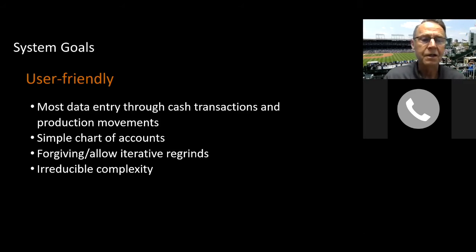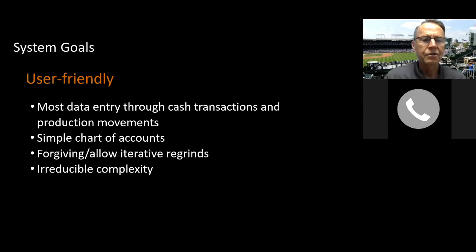So this allows us in our design a simple chart of accounts because we're multidimensional. On accounts, we have centers, we have divisions, we have groups and projects and product lists. We want to be forgiving and allow iterative regrinds as you go through closing a month. There's always, you discover some posting errors. We make it easy to go back and make those corrections and to be able to adjust your allocations, and we'll look at that process later in this lecture.